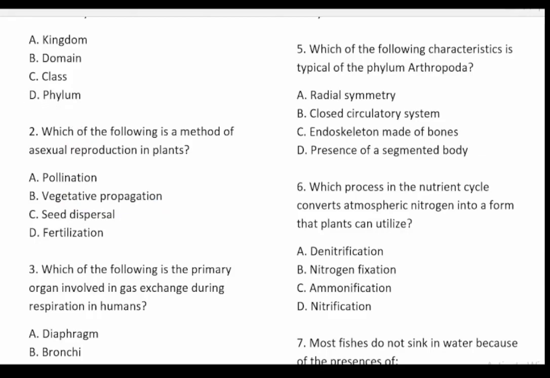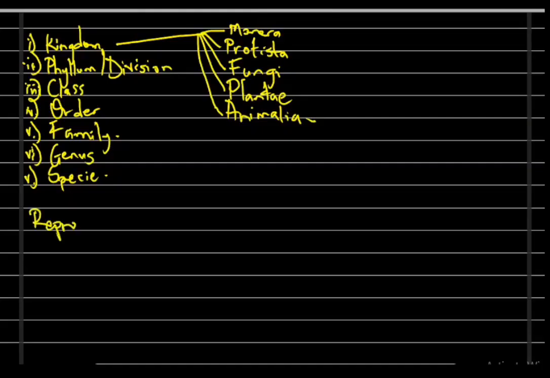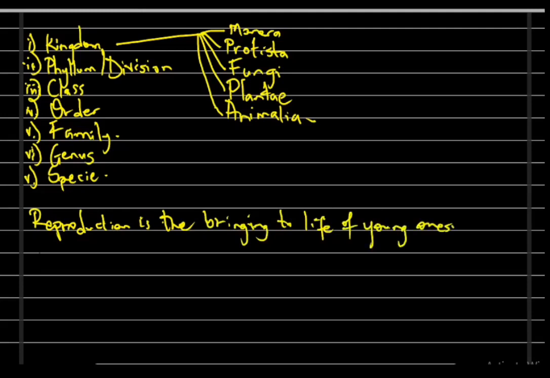We have so many types of reproduction, generally. Reproduction is the bringing to life of young ones. That is basically what reproduction talks about. So we have two types now. The types of reproduction. We have the first one to be asexual reproduction, which talks about reproduction involving just one parent. It involves one parent.